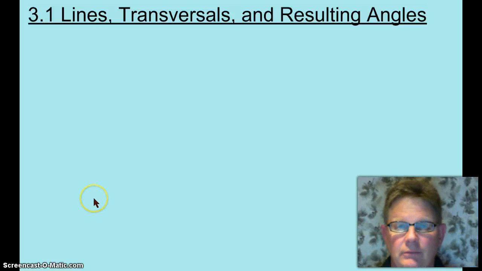Welcome to Honors Geometry, Lesson 3.1, Lines, Transversals, and Resulting Angles. In this chapter, we're going to talk about parallel lines and perpendicular lines a lot. Before we do that, I want to talk about intersecting lines and the results of those intersecting lines and how they make different angles. So let's go ahead and move forward if we dare.